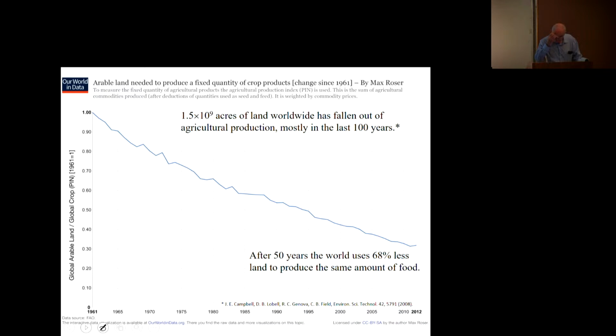Now, here's a graph showing you a similar fact, that to grow a fixed amount of food, the amount of land needed has gone down. And it's gone down by roughly 1/8. It's 68% less land after 50 years, where the baseline was 1961. 68% less land to produce the same amount of food. So it's giving you some idea that agriculture is doing very well.